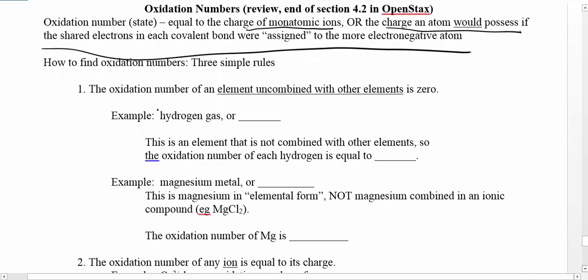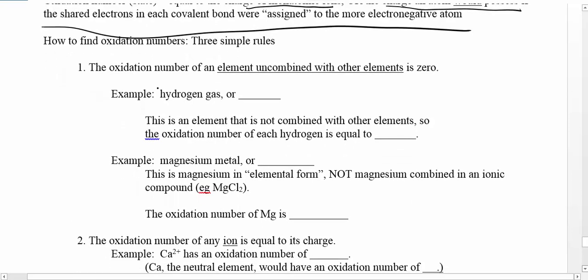All right, so 3 simple rules. If it's an element with no other elements, its oxidation number is 0. Hydrogen gas, H2, each hydrogen is 0 because it's uncombined with other elements.